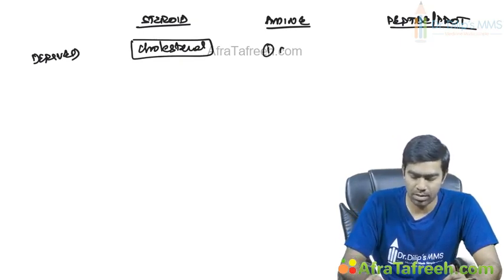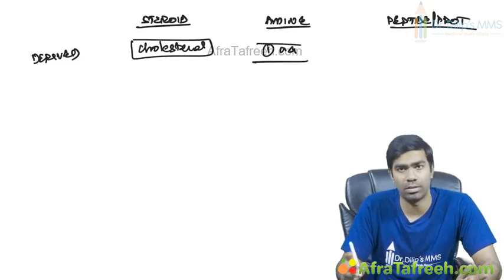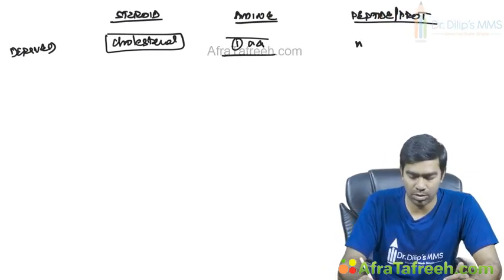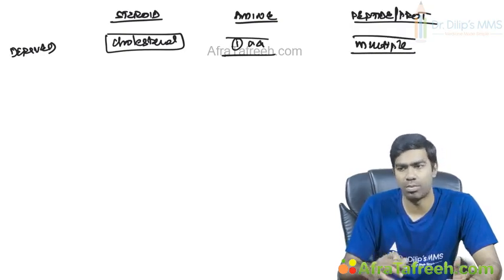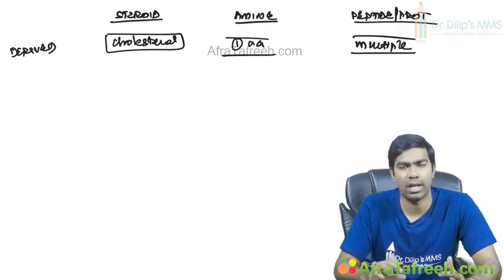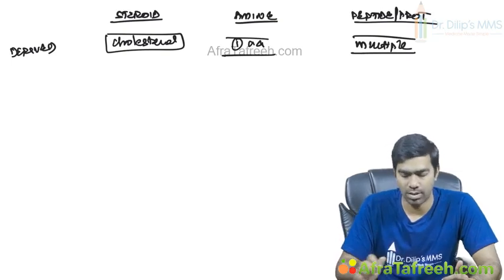And amine-based hormones come from a single amino acid. A single amino acid forms the basis of all these amine-based hormones. And peptide and protein-based hormones are going to be multiple amino acids forming peptide chains, or a protein when more and more peptide chains are linked with each other and form a characteristic protein molecule. Clear?